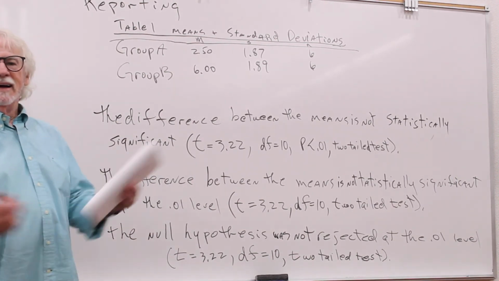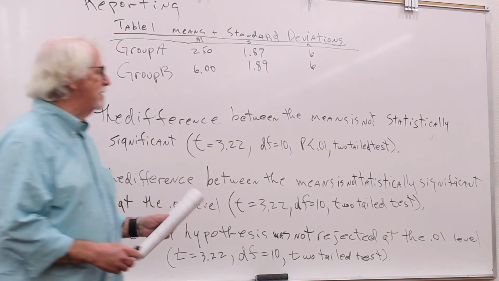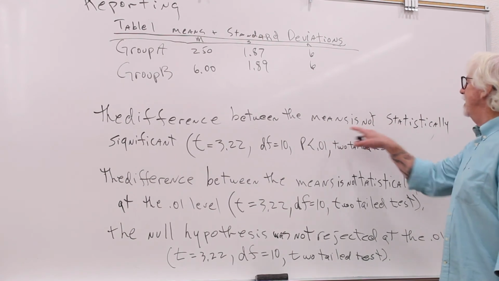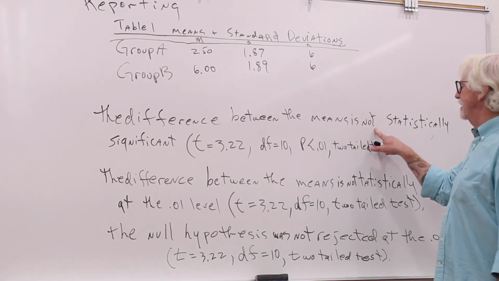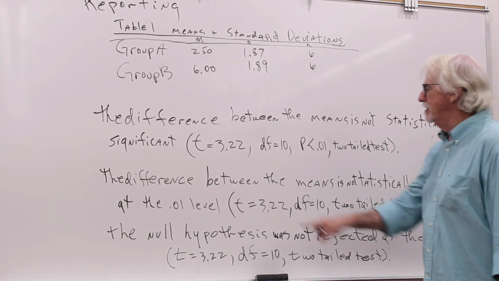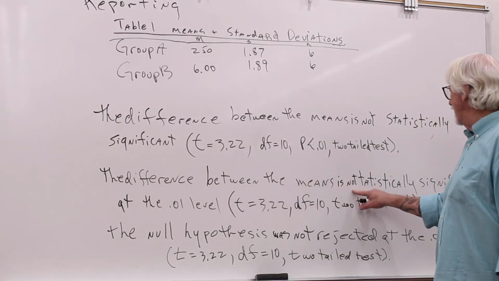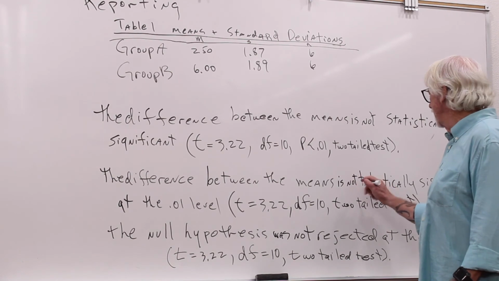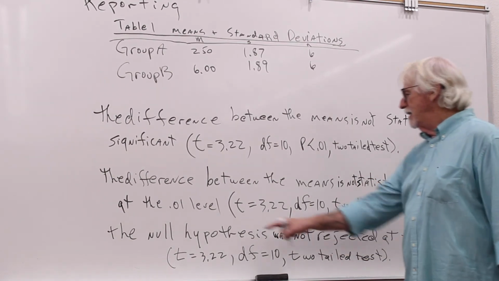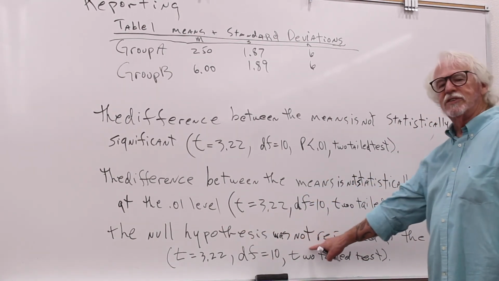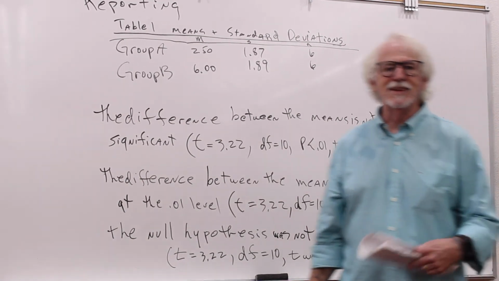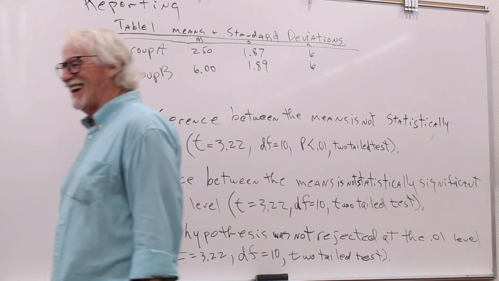At any rate, it's the same sentence, only now instead of the difference between the means being significant, it is not statistically significant. The difference between the means is not statistically significant at the 0.01 level. Right? And the same thing, the null hypothesis was not rejected. So it's the same sentence, you just add not in the appropriate place, basically, right?